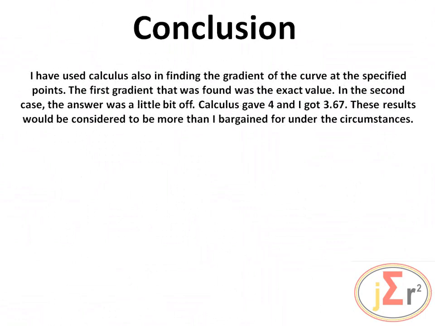I have used calculus also in finding the gradient of the curve at the specified points. The first gradient that was found was the exact value. In the second case, the answer was a little bit off. Calculus gave 4, and I got 3.67. These results would be considered to be acceptable under the circumstances.